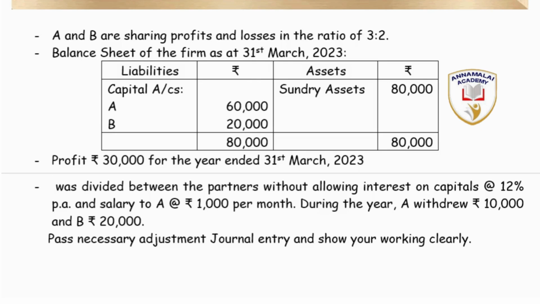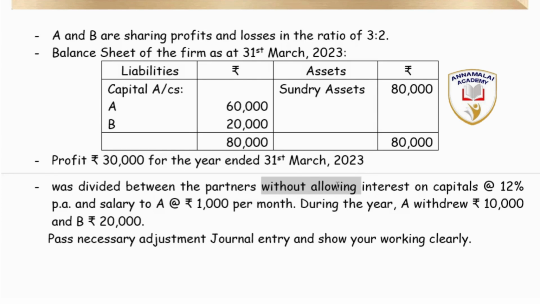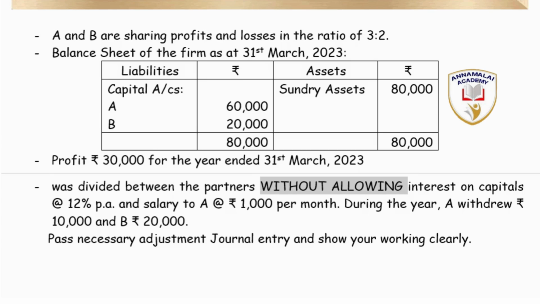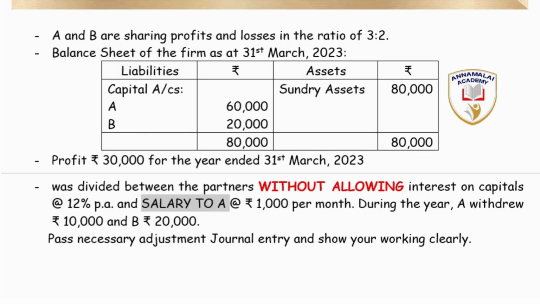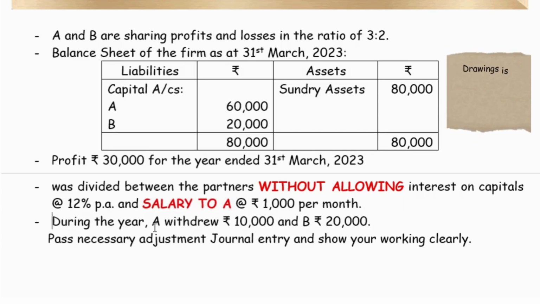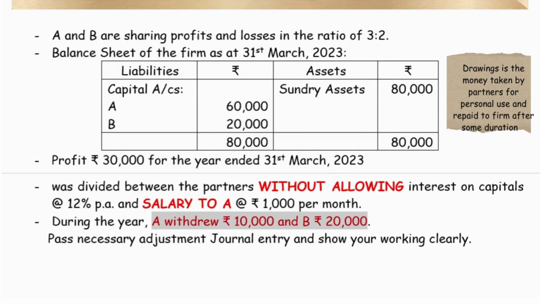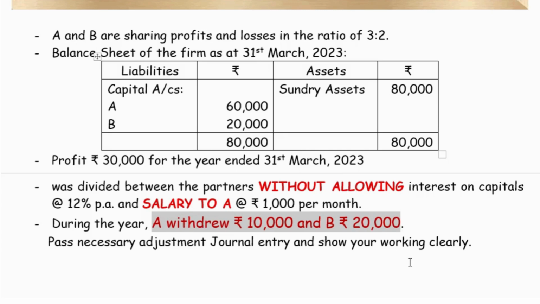31st March 2023. This profit was divided between the partners without allowing interest on capital. The firm did not allow interest on capital before closing the books of accounts, and salary to one partner was also not allowed. Without allowing both, the profits were distributed. Now we have to prepare the adjustment entry, and we are also given details about the drawings of the two partners, Mr. A and Mr. B, during the year. We are asked to prepare the journal entry and show the workings of this calculation.